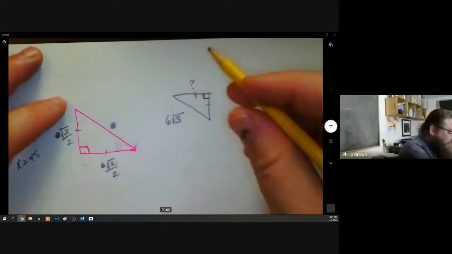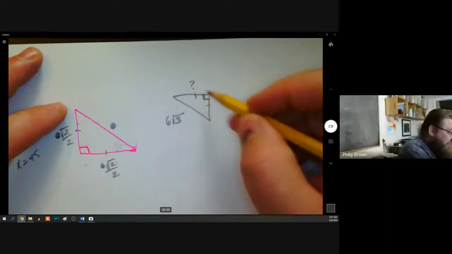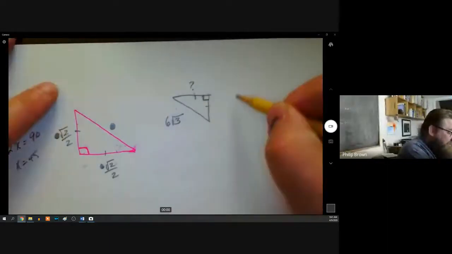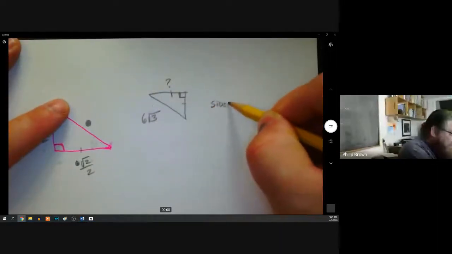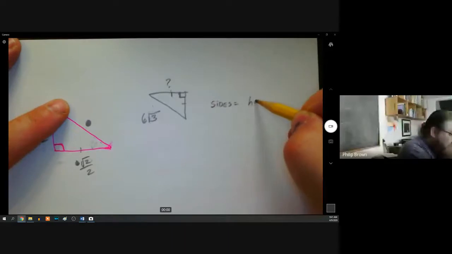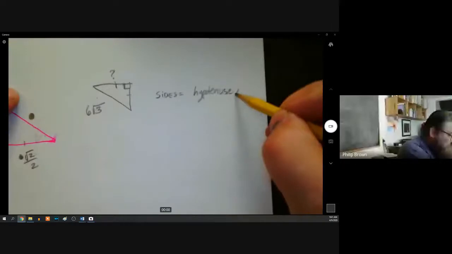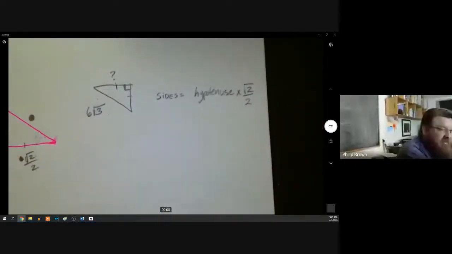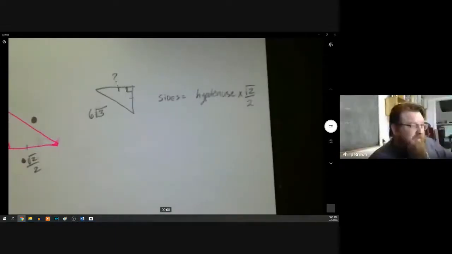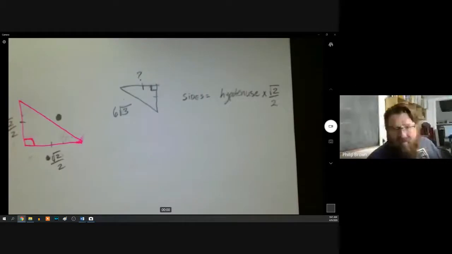All right, so look, here's what we know. What if this is an isosceles right triangle, which it is, right? Whatever, the sides are always going to be equal to the hypotenuse times the square root of 2 over 2. Always. That's a little blurry. It's not even any better. Oh well, it's going to have to be blurry. So no matter what, that's always the case.